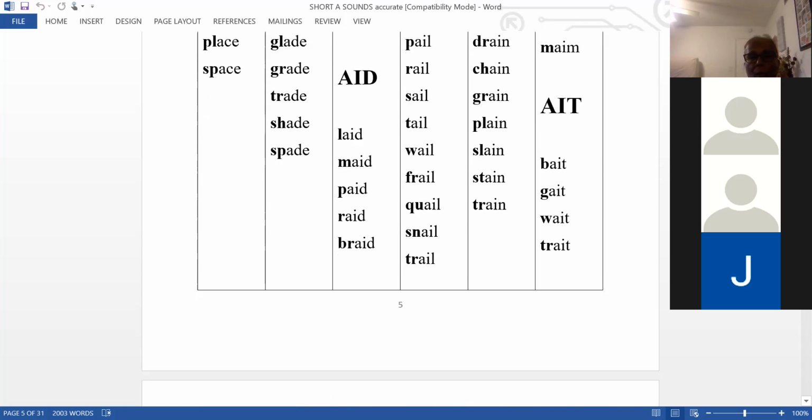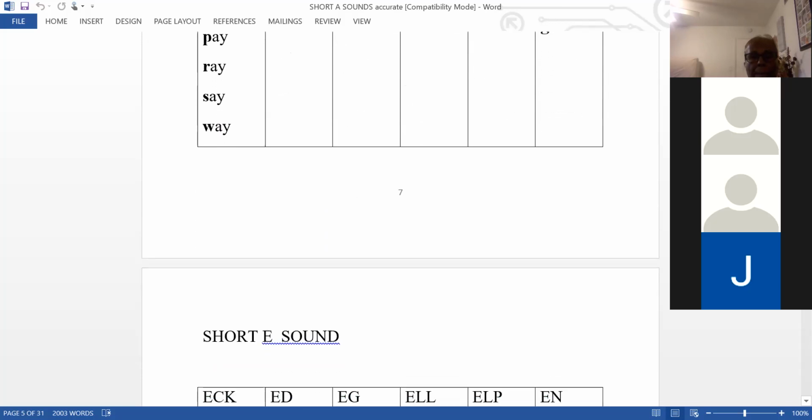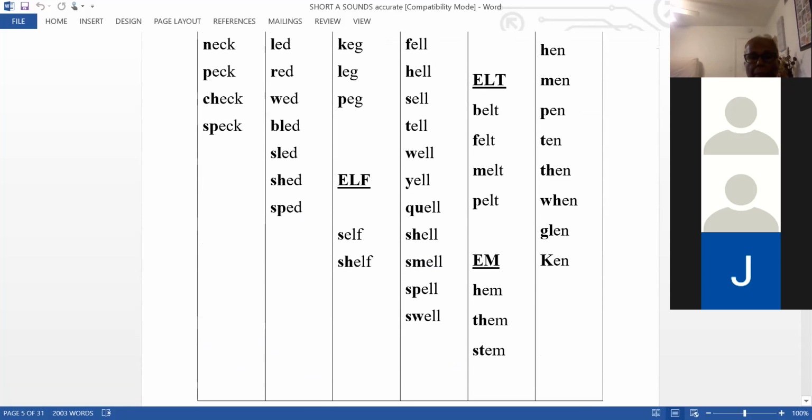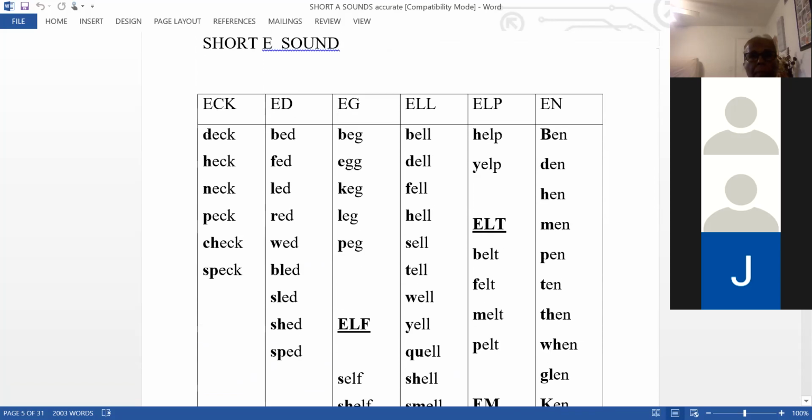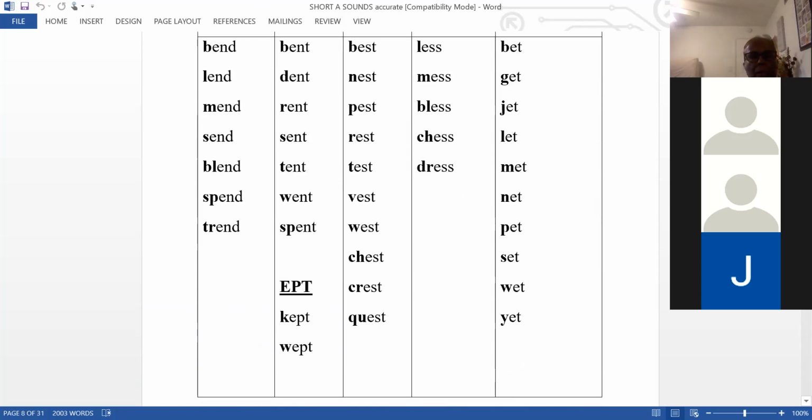So we have short A, long A. Next page, long A, lots of long A. Short E. I start with E, C, D, egg, L, L, N. And you have simple words. You start with the first simple sound, and then the blends later on. All of them are like that. The blends come later on. So make reading easier for the child.